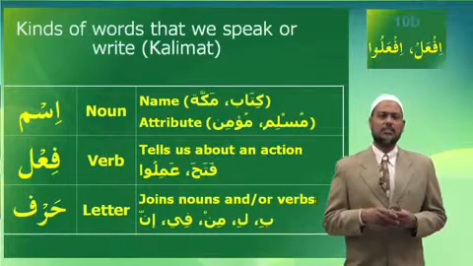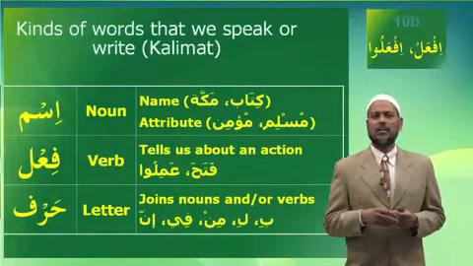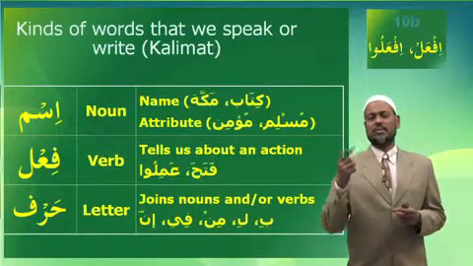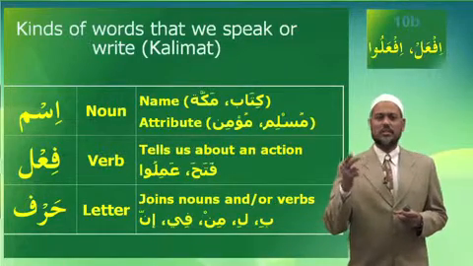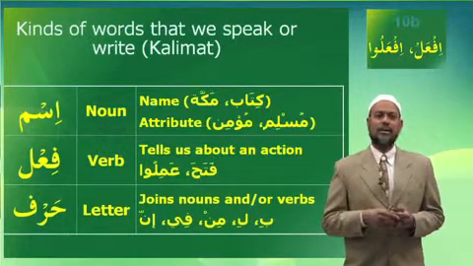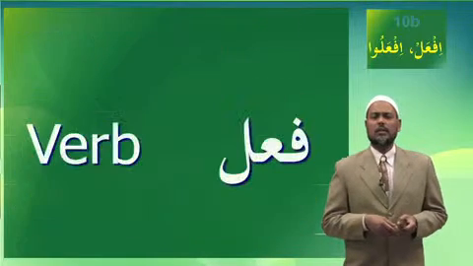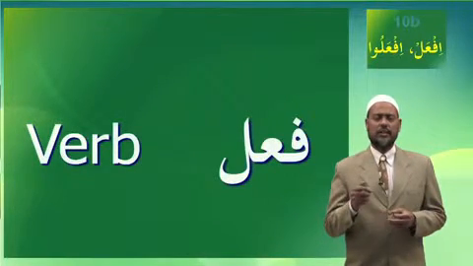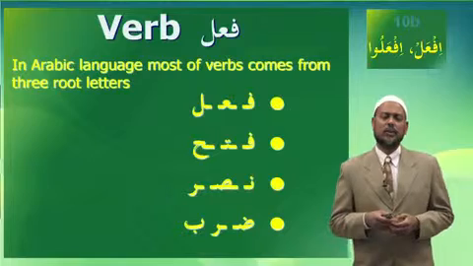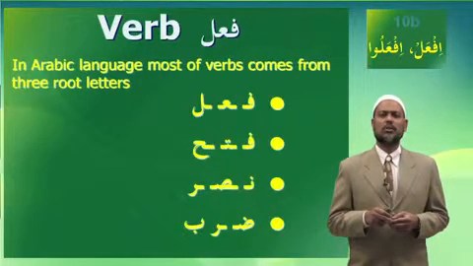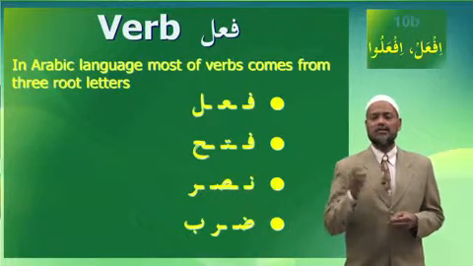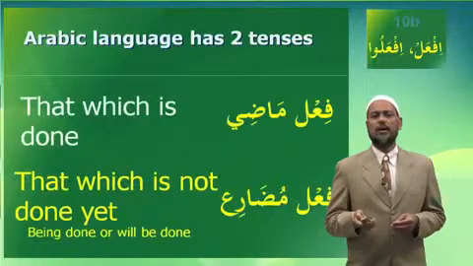The different kinds of words that we speak, write, listen to, or read are classified in Arabic as ism, noun, representing names and attributes; fi'l, a verb, which tells us about an action; and harf, which is a letter, which joins nouns and or verbs. We have been learning fi'l or verb in the past classes. We have completed fi'l madi and fi'l mudari. Also note that in Arabic, most of the verbs come from three root letters, like fa'ala, fataha, nasara, daraba, and so on.